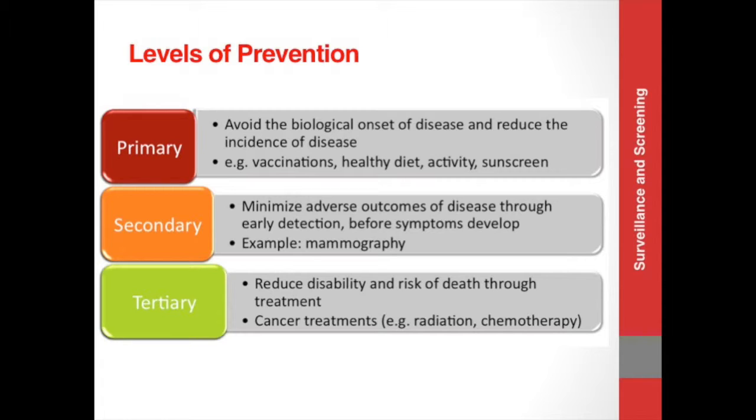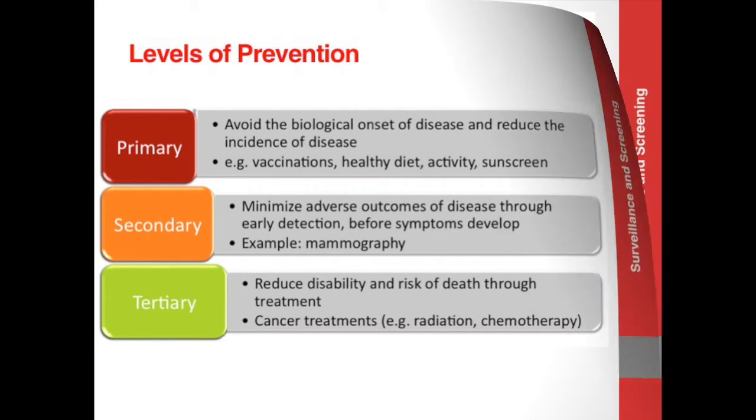Once a disease has developed and has been treated in the acute clinical phase, tertiary prevention seeks to soften the impact caused by the disease on the patient's function, longevity, and quality of life. Examples of this include cancer treatments seeking to extend survival and improve quality of life.